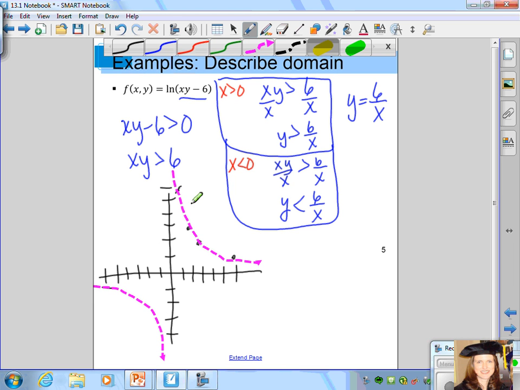Now, when x is positive, all the y's have to be greater than 6 over x. So that's going to be the collection of all the points above that dotted line. When x is less than 0, y has to be lower than that. So that is your domain, would be all the points within that shaded yellow region. Again, this is an infinite domain. It's going to be everything outside that dotted pink line.